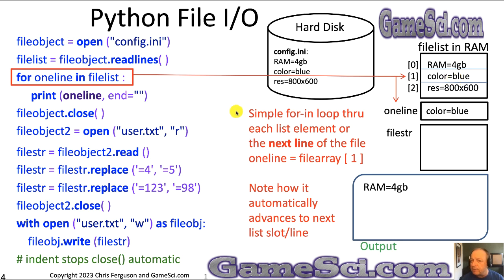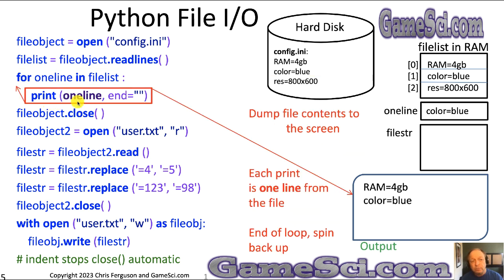Again, this is a simple for-in loop through each list element or the next line of the file, where one line in this case equals file list subscript 1. Note how it automatically advances to the next list slot or line. Print one line, comma, end equals empty double quotes. Dump the file contents to the screen, and there's the color equals blue showing on the output. Each print is one line from the file.